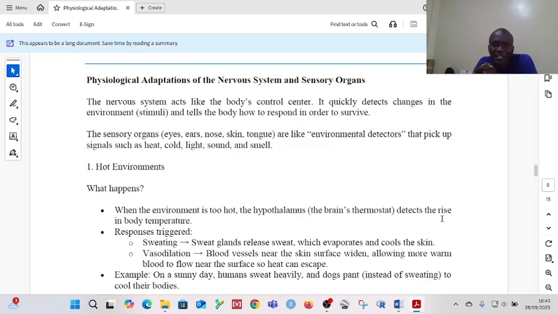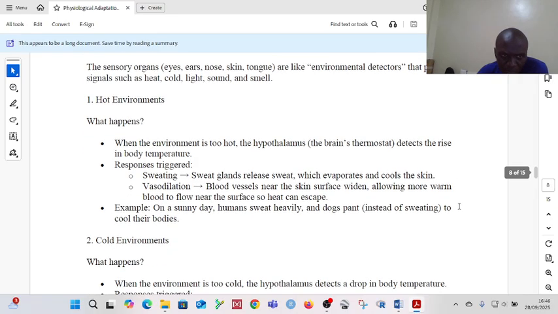The sensory organs are like the environmental detectors. The sensory organs include eyes, ears, nose, skin, and tongue. These are the environmental detectors that pick up the signals. So when it's hot, it's cold, there is a lot of light, there is a lot of sound, or there is some particular smell, it is picked up by the sensory organs. Then the nervous system informs the body on how to respond after that particular signal has been picked up.